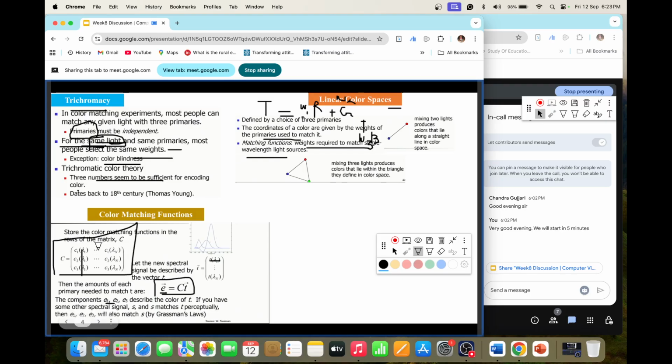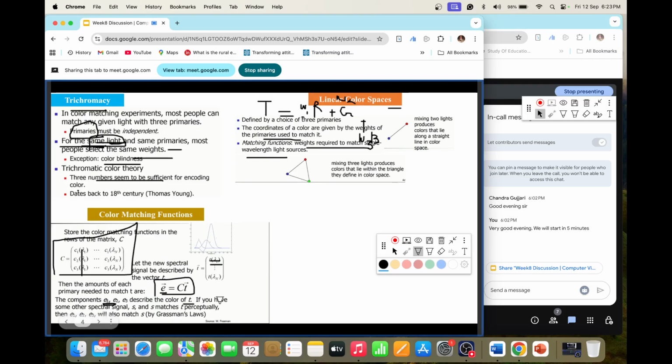Similarly, for the second wavelength lambda 2, we will have different W's or C's, that we can write as C1 lambda 2, C2 lambda 2, C3 lambda 2. And if we multiply this with your wavelength signal, that is T lambda, we can get the component of the color, the components E1 and E2 described by the color of T. So this is the concept.